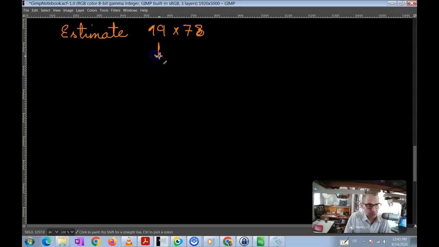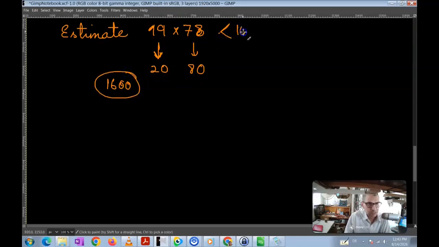write these numbers, for example, if I round this number to 20, and if I round this number to 80, then 20 times 80 is the same thing as 1600, right? So the product is 1600, and you can see that in rounding the numbers, I've written 19 as 20, and 78 as 80, right? Which means that the actual calculation must be less than even 1600.